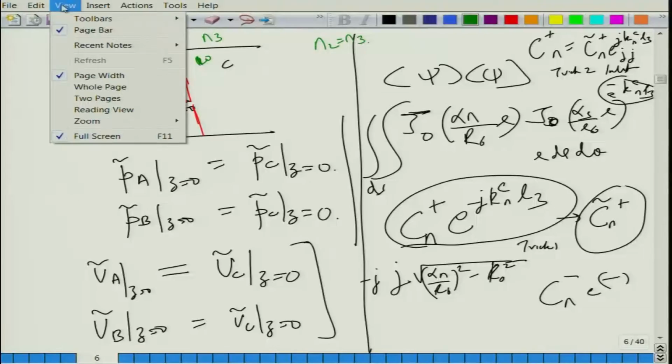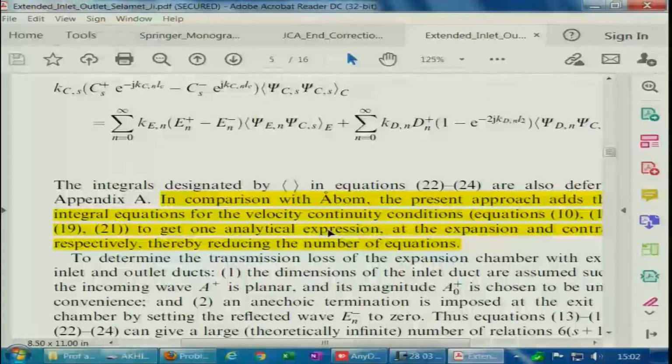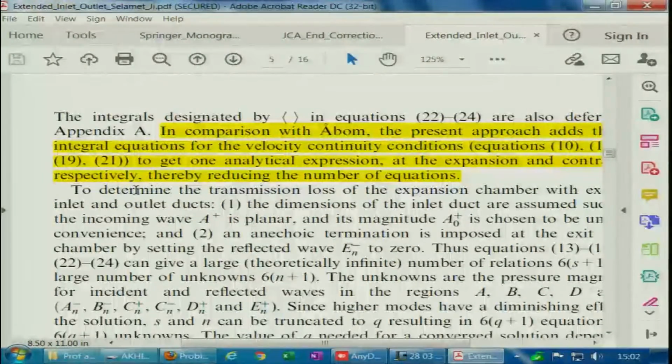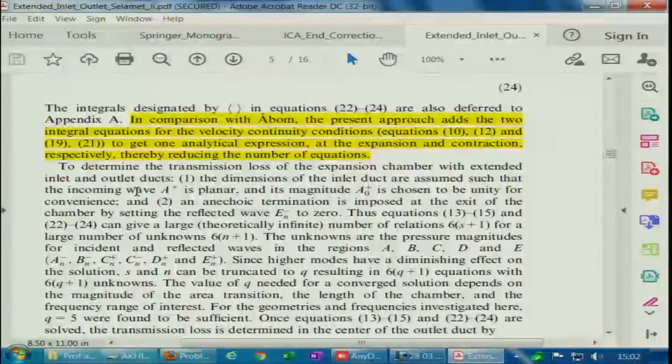So, basically with this we have set up the system of equations. Once these things are set up, we have set up the system to determine the transmission loss. Then the dimensions of the inlet duct are assumed such that the incoming wave A plus is planar and its magnitude is chosen to be unity, and anechoic termination is imposed like I was mentioning. So, we have a theoretically infinite set of equations, because n is going to infinity, but we have to truncate it to the first q modes.